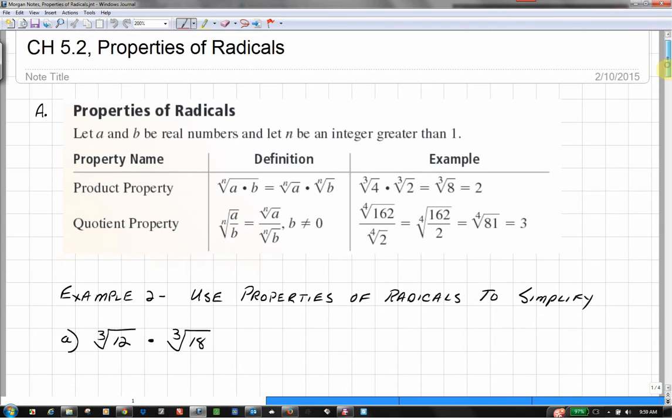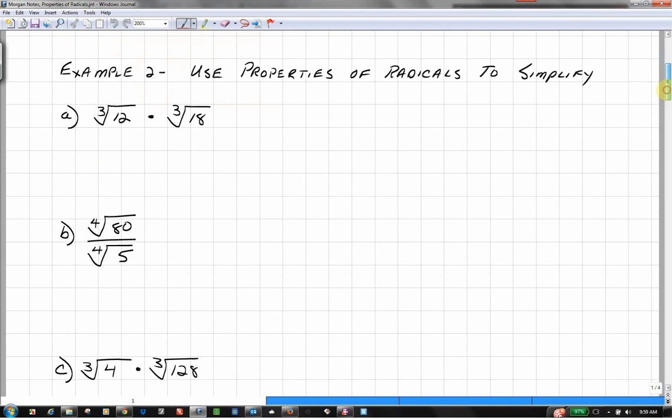So let's go through a couple simplification examples. The first one would be a cube root of 12 and a cube root of 18. Now, the only time I could combine those is if they are the same index. For example, if I had the cube root of 12 times the 5th root of 18, you could not combine those under one radical because the indexes are different. They need to be the same. So in this case, they're both cube roots.